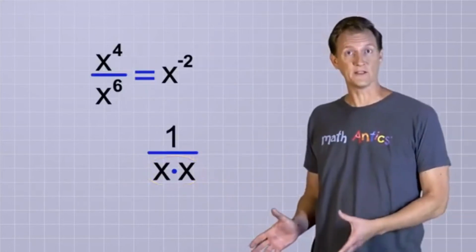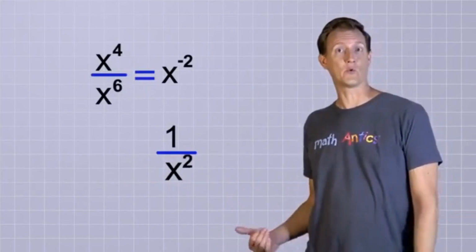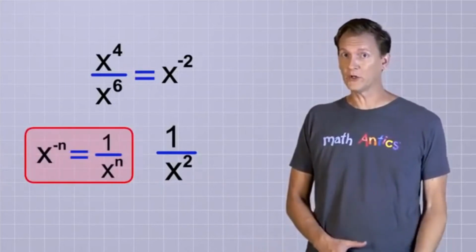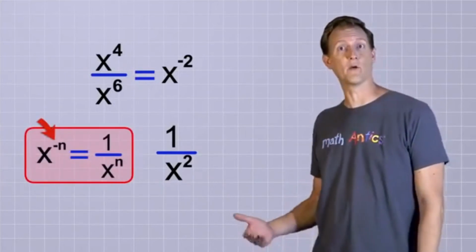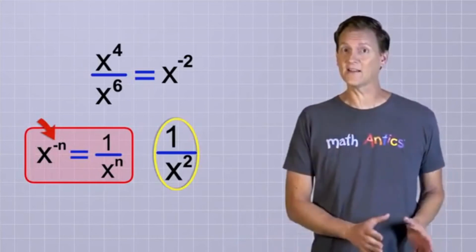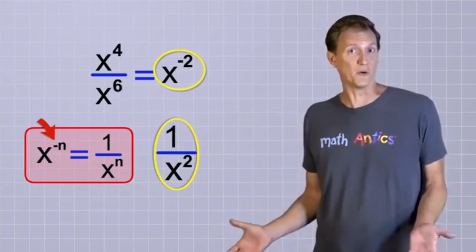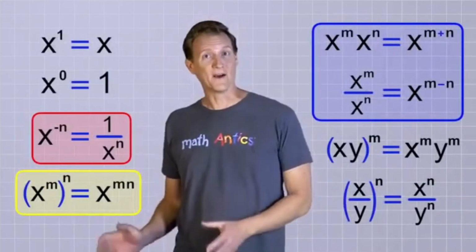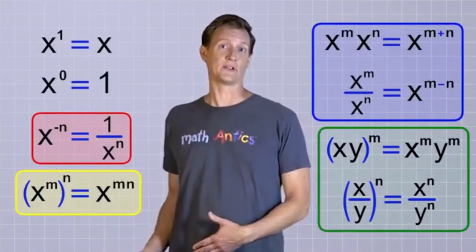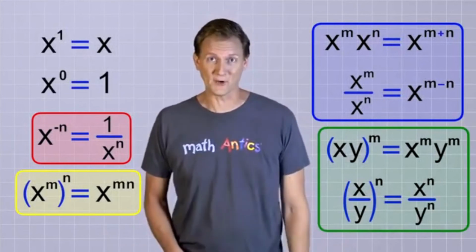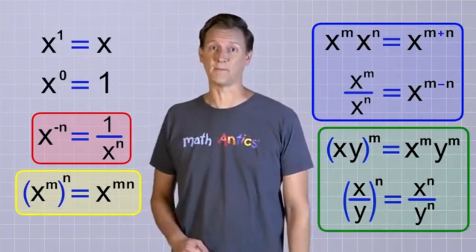If we recombine these two x's, we get 1 over x squared. And if you remember the law we learned earlier about negative exponents, you'll see that 1 over x squared is exactly the same as x to the power of negative 2. So these laws really do work. Okay, it's finally time to look at the last two laws on our list. And fortunately, they're pretty easy ones, so we're not going to spend too much time on them.